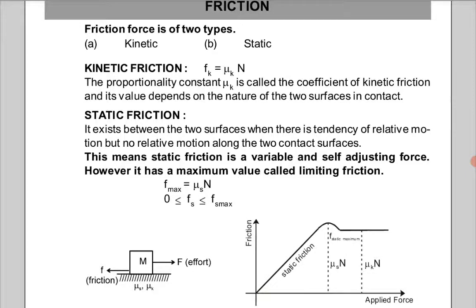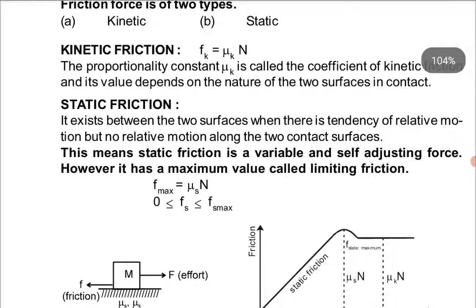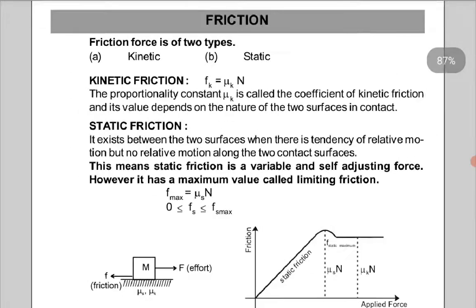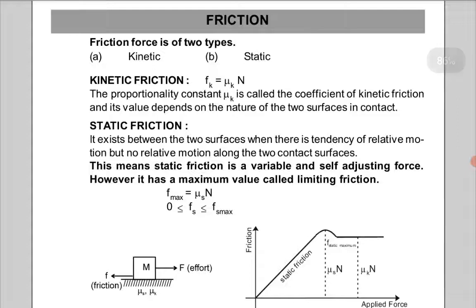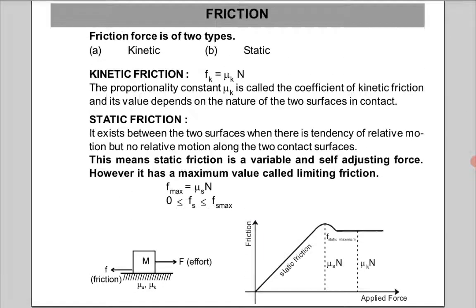Static friction exists between two surfaces when there is a tendency of relative motion but no relative motion along the two contact surfaces. This means static friction is a variable and self-adjusting force. However, it has a maximum value called limiting friction. Maximum friction equals mu s into N, and Fs, that is static friction, is less than or equal to Fs maximum and greater than or equal to 0.